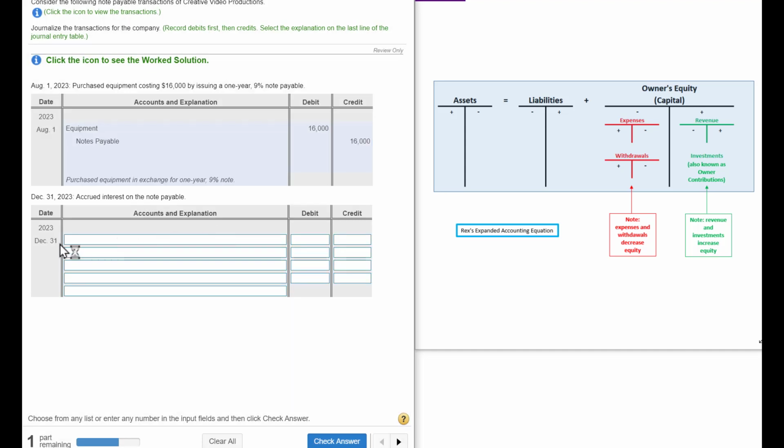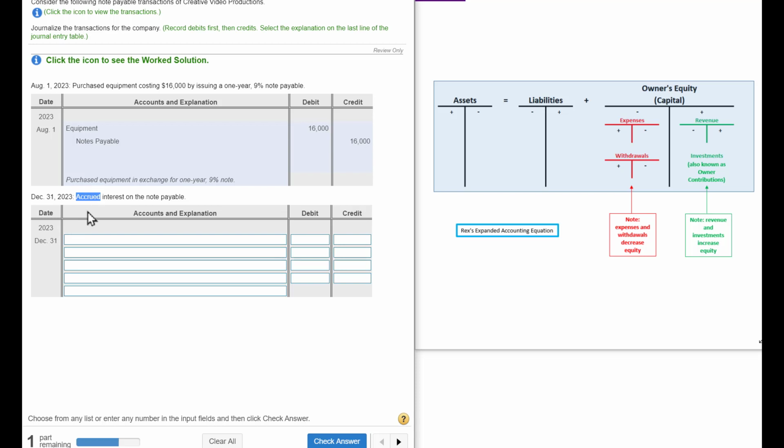So it is now December 31st, and it says accrued interest on the note payable. So from August 1st to December 31st, every day we owe a little bit more interest, but we don't record that interest payable every day. We wait till the end of the year. Because at the end of the year, we have to create the financial statements like the balance sheet, so we have to show all of our liabilities as of December 31st. So we have to record accrued interest.